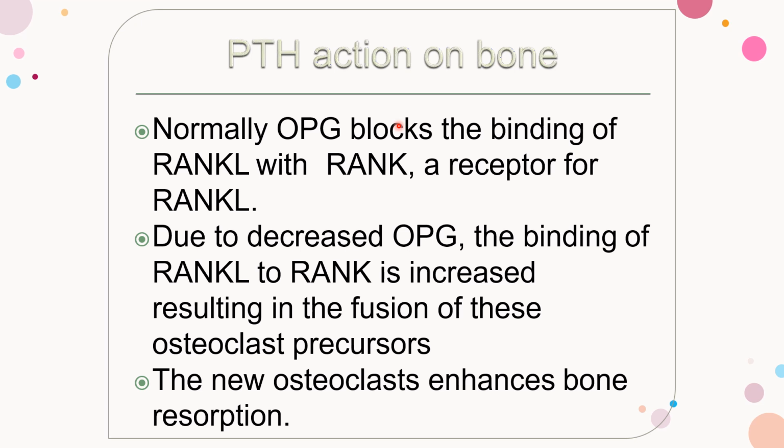Normally osteoprotegerin blocks the binding of RANK ligand with RANK, the receptor for RANK ligand. So due to decreased osteoprotegerin, the binding of RANK ligand to RANK is increased, resulting in the fusion of these osteoclast precursors. The new osteoclasts enhance bone resorption. So finally, bone resorption is increased with parathyroid hormone.